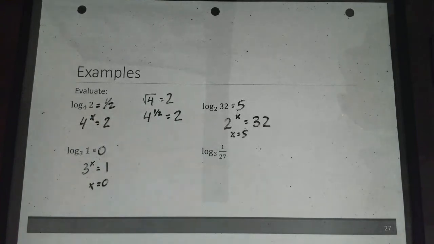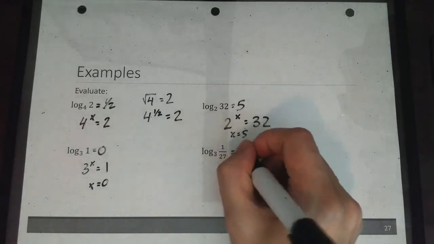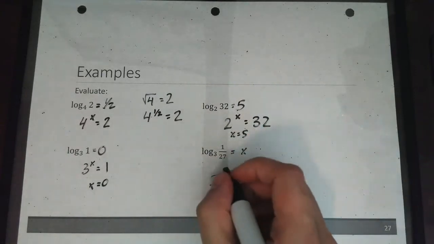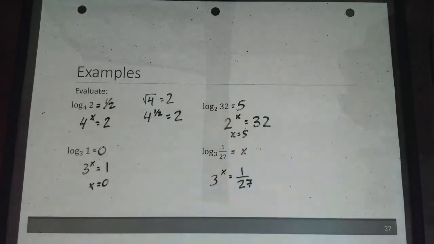Finally, we're looking at log base 3 of 1/27. I'll call it x for now. So 3 raised to the x power is equal to 1/27.